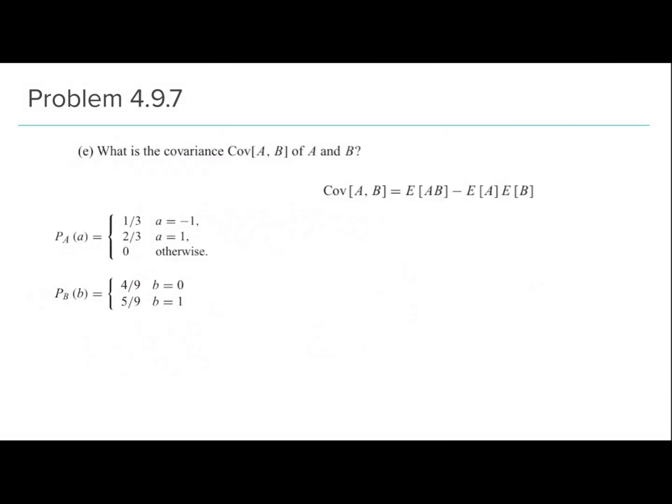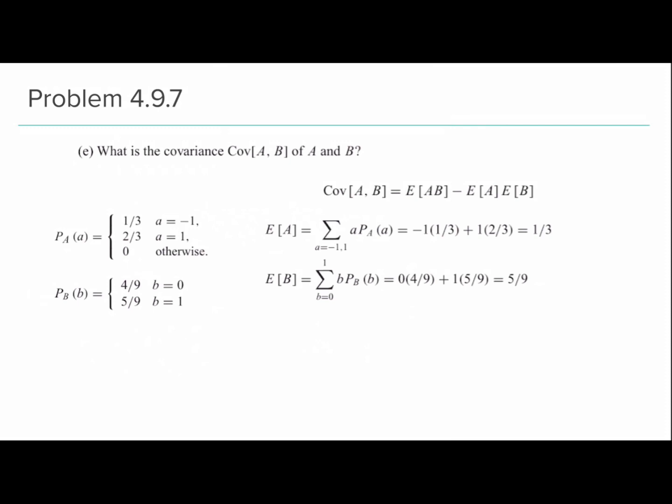So for the next part, we have to find the covariance of A and B. The covariance of A and B is defined as the expected value of AB minus the expected value of A into the expected value of B. This is also convenient enough to find. We already have the probability distributions for A and B. The probability distribution of A was given in the question, and we've already evaluated the probability distribution for B in another part.